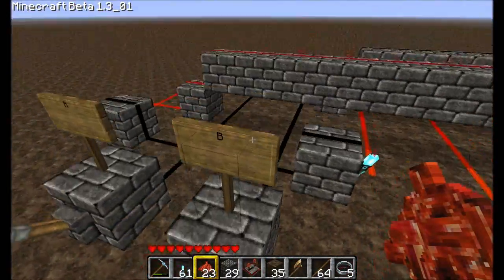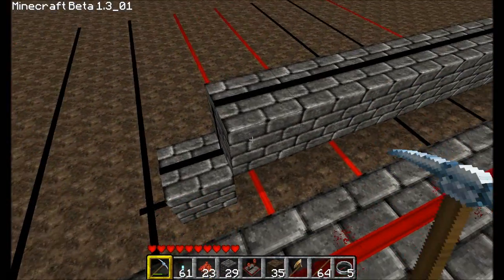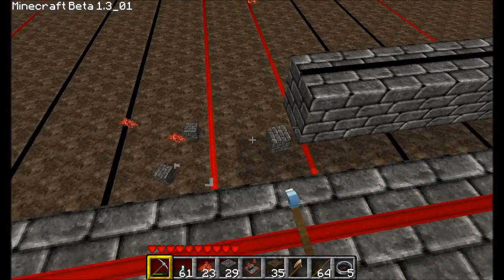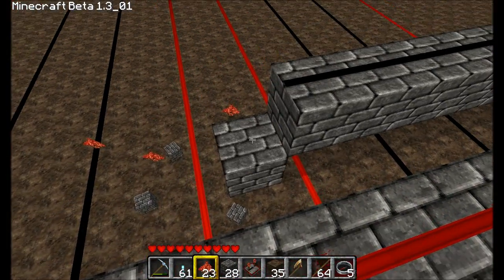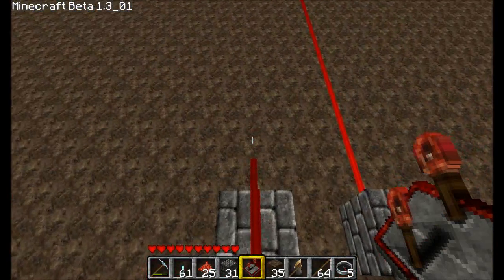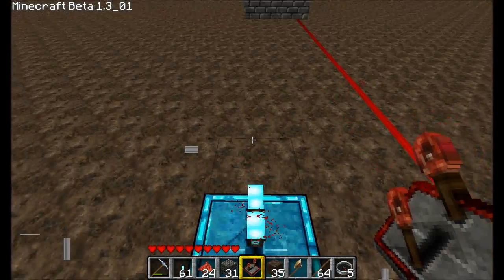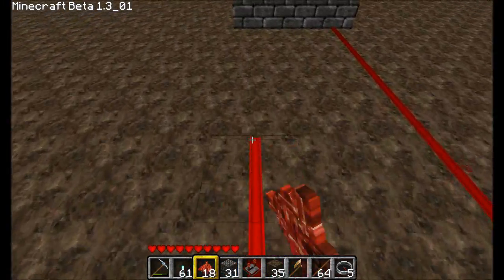Wait a second. Did I take the wrong line? I may have taken the wrong line. Oh yes, I did. Sorry about that. If you want to follow along with this, I will be posting the save file. So we'll do the same thing again with the repeater if we need to. And we will right here. Yep. So we have our first AND gate completed.